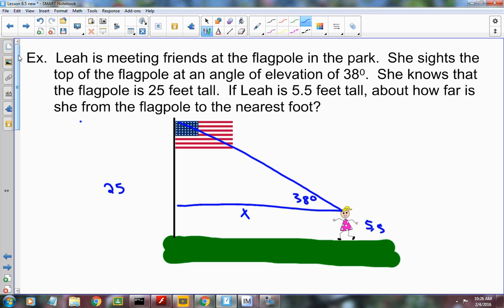And so what should I do here for this segment? Yes? Okay, and so that gives me 19.5 right here. All right? And then her horizontal line and the height of the triangle create a right angle. So what could I use to figure out how far she is from the flagpole?